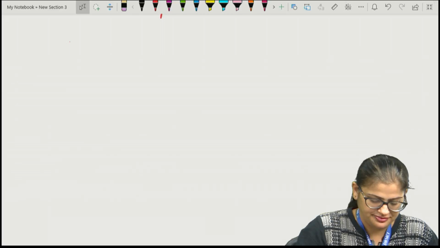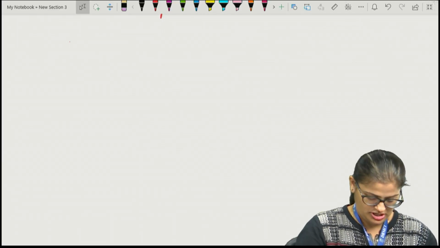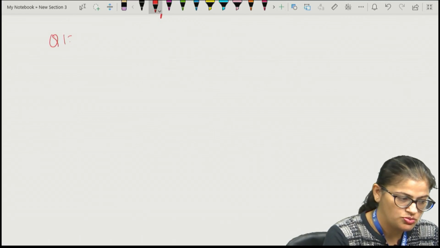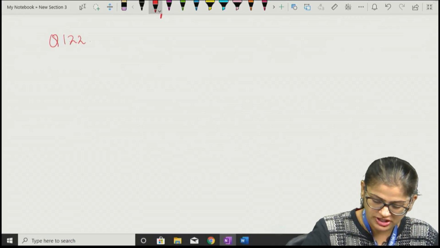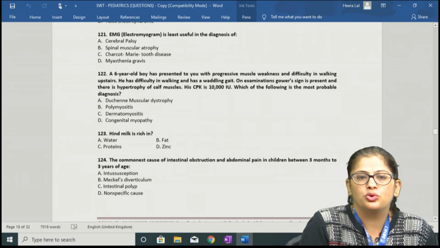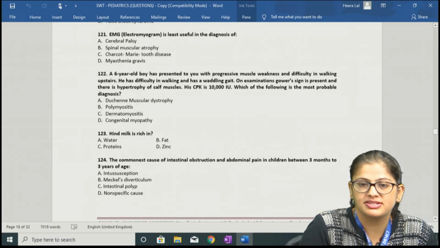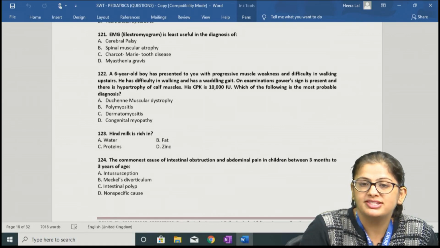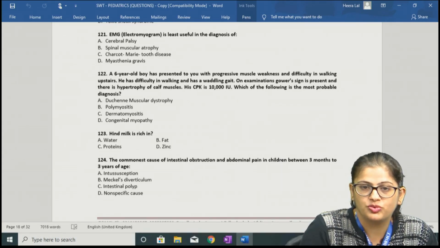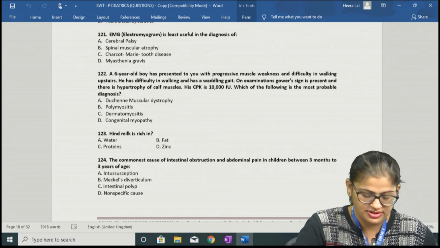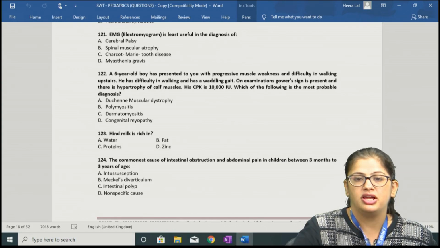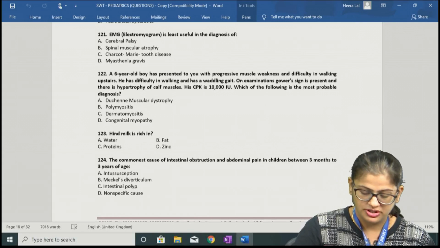So now we come on to question number 122, and question number 122 was, a 6-year-old boy is presented to you with progressive muscle weakness and difficulty in walking upstairs. He has difficulty in walking and has a waddling gait. On examination, Gowers sign is present and there is hypertrophy of calf muscles. His CPK is 10,000 international units. Which of the following is the most probable diagnosis? And the correct answer is option number A, that is Duchenne's muscular dystrophy.